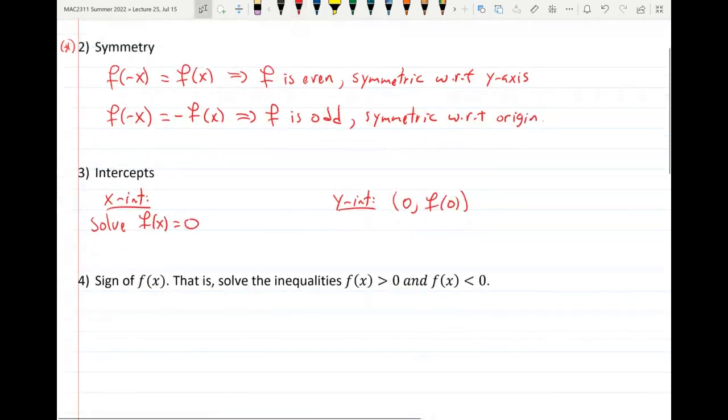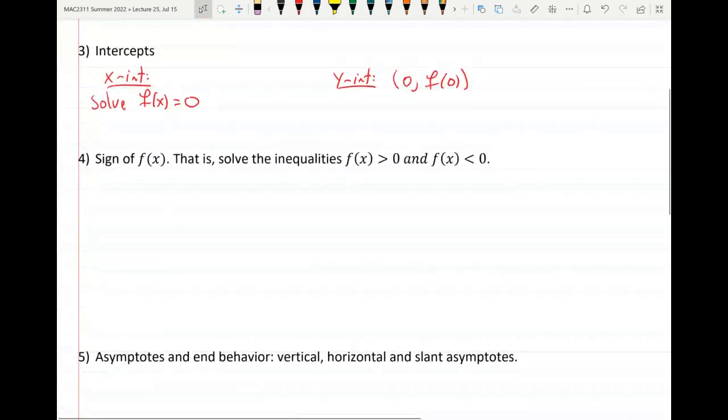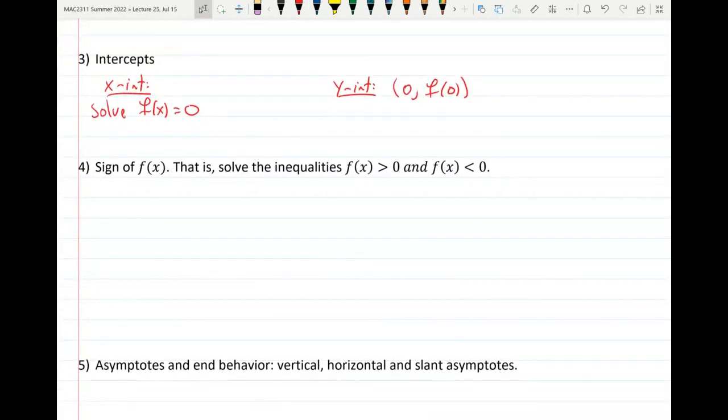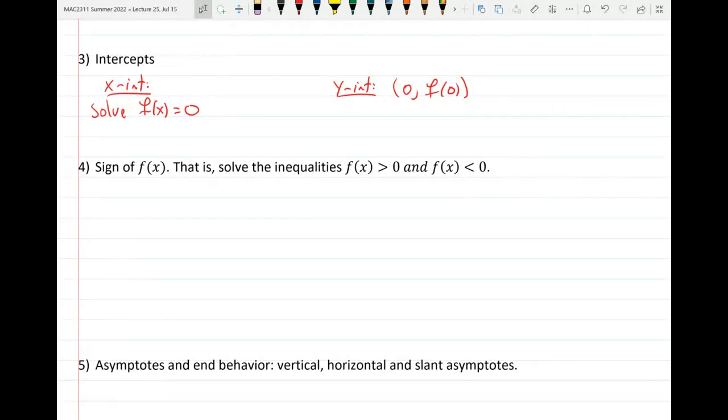Okay, so after this, here is one step that is actually very helpful when it comes to producing a picture. Even though it's not strictly necessary, I strongly encourage you to do step 4, which is to figure out the sign of the function. This is the function itself, f of x. So this means that we want to solve the inequalities f of x greater than 0 and f of x less than 0. And why is this helpful? What's the benefit in doing this?